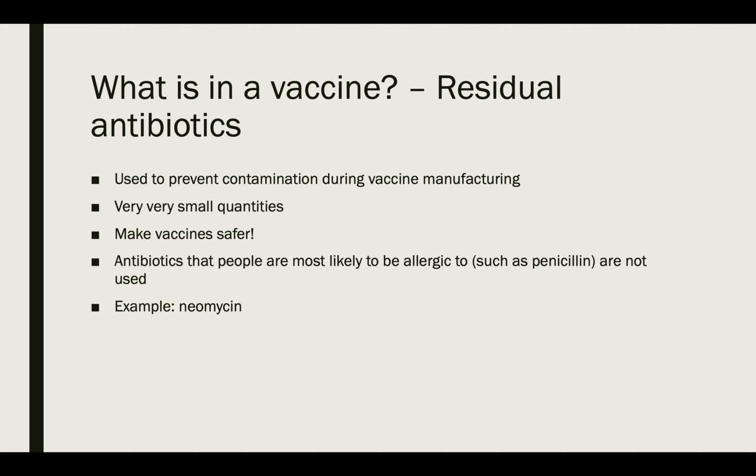Then there can be some residual antibiotics in vaccines. These are just used to prevent contamination during manufacturing. These are really important because any contamination in vaccine manufacturing can be deadly. Remember, we saw the 4 children that died in 1916, and there's many other cases of this happening, I should say. Vaccine contamination is a problem. That's why there's preservatives, and that's why it's grown with antibiotics. Again, it's very, very small quantities. They make vaccines safer. So some people are scared of it, but it makes vaccines safer for everyone.